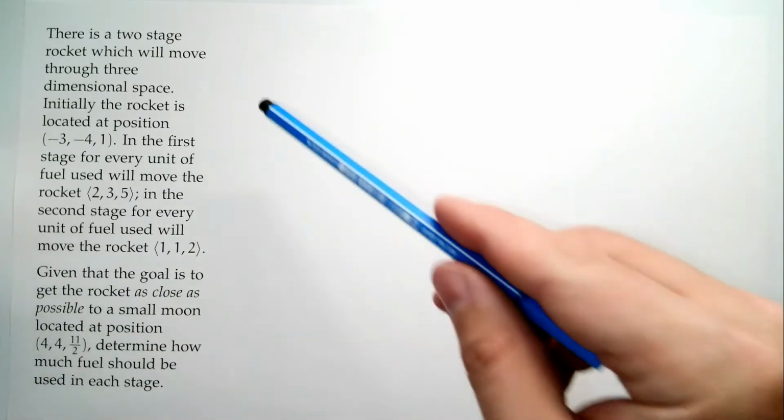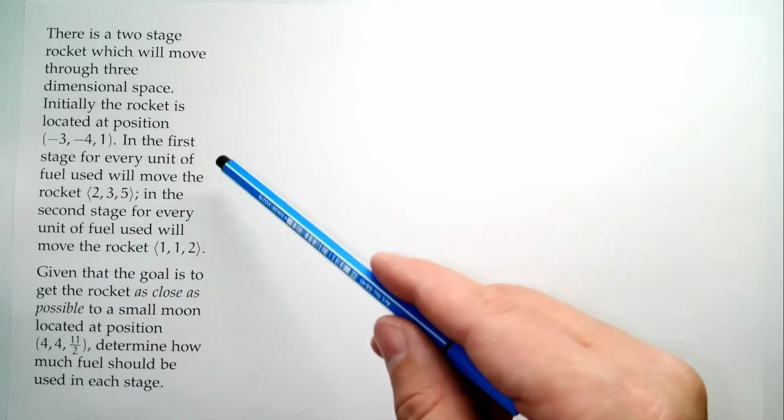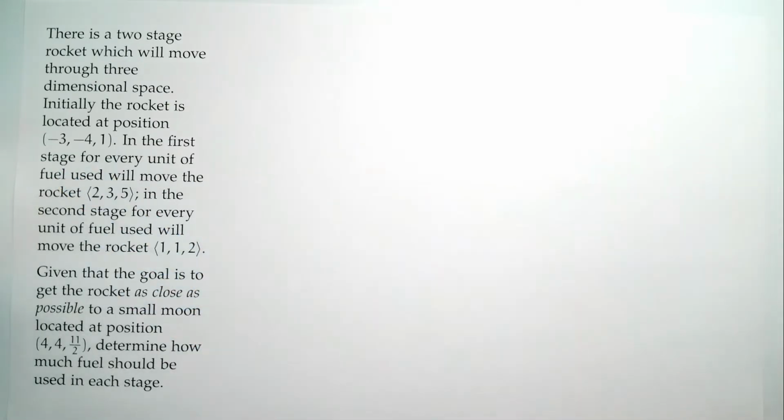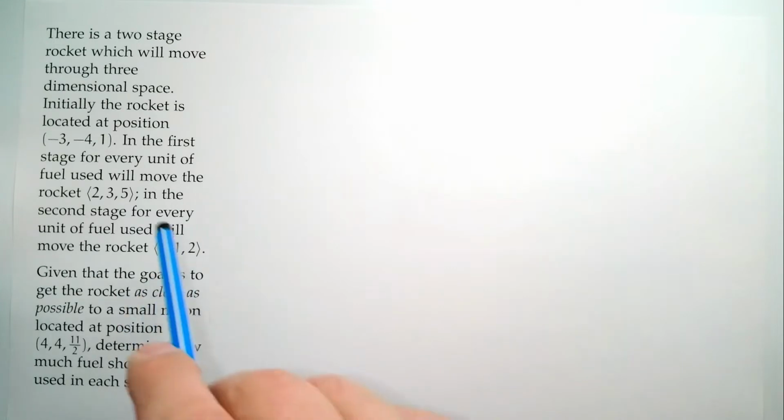So we have a two-stage rocket again. It's going to move through three-dimensional space. Initially, where it's launching from, it's at the point -3, -4, 1. And as we said, there's these two stages. And in the first stage, for every unit of fuel, you're going to move 2, 3, 5. So essentially, that's how much you move, or the change per unit of fuel. In the second stage, you're going to be moving 1, 1, 2.